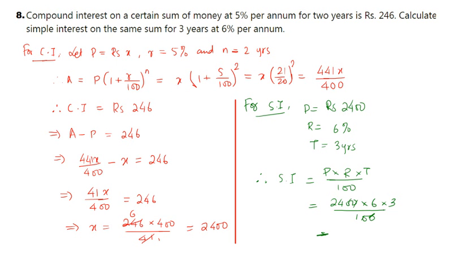After multiplication, 24 into 6 into 3 will give you 432. That means your simple interest turns out to be 432. So this will be your answer. Alright, pause the video and note down your solution.